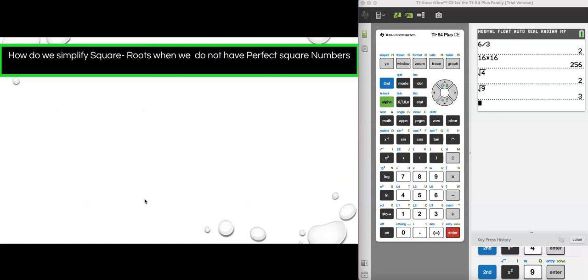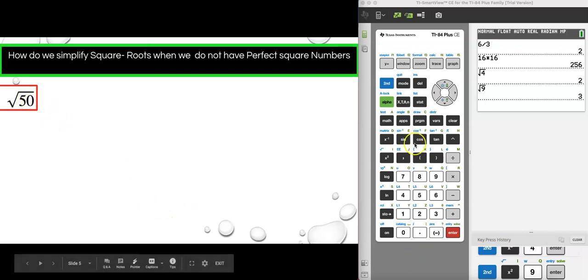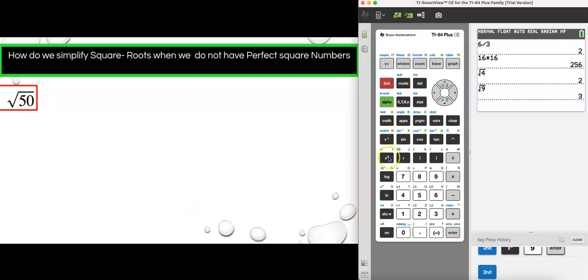So how do we simplify square roots when we do not have perfect square numbers? Well, that's a very good question. Let's start off with an example. First of all, I want you to notice that I have the square root of 50. If I put the square root of 50 in my calculator, I want you to see what's going to happen.